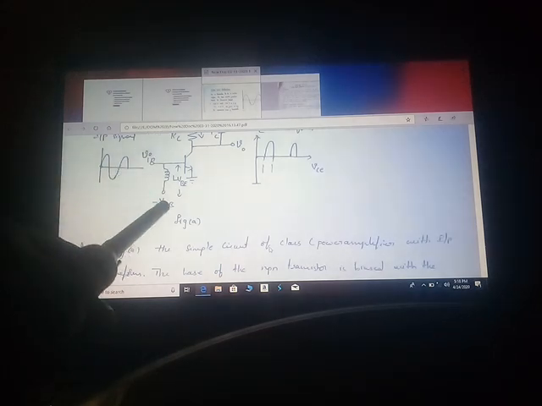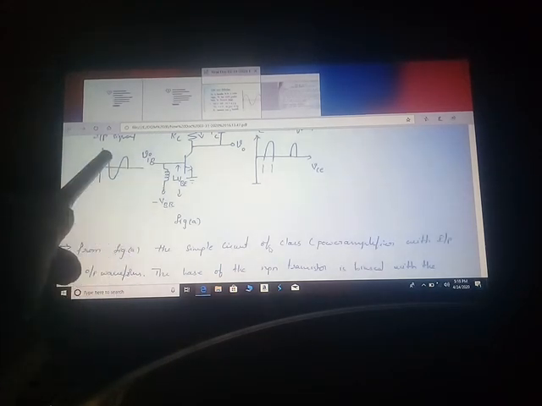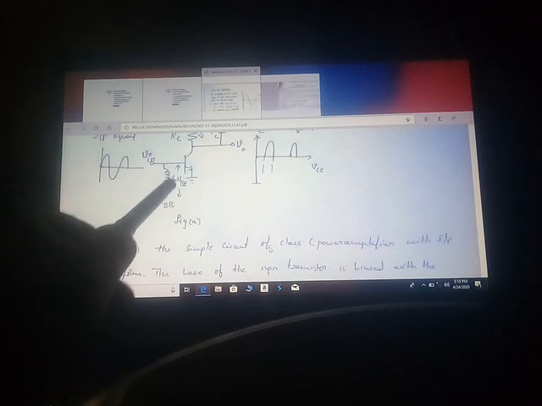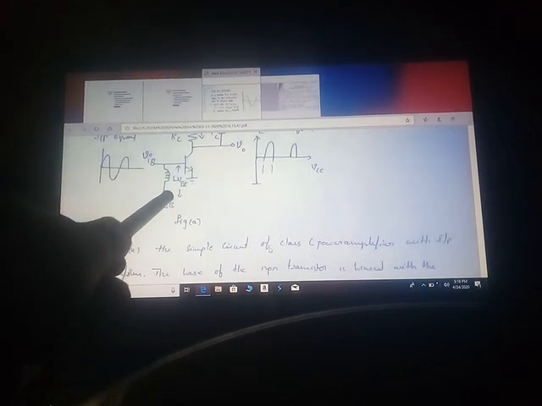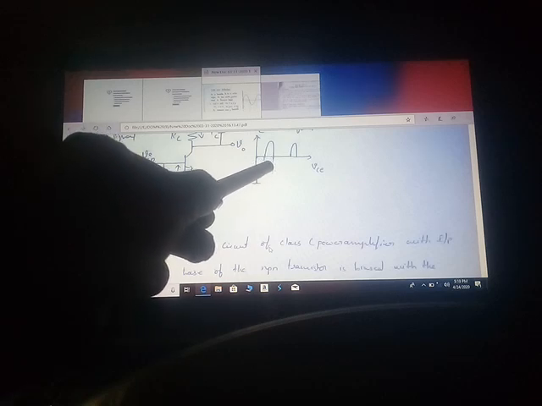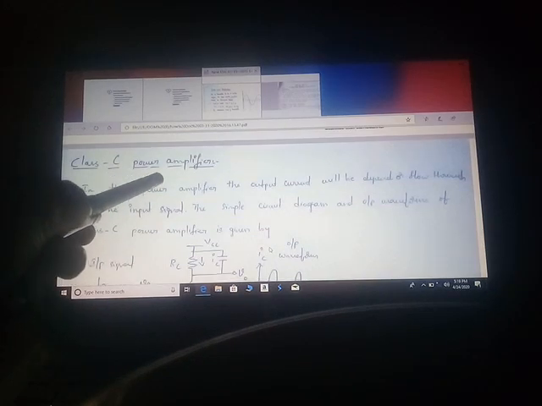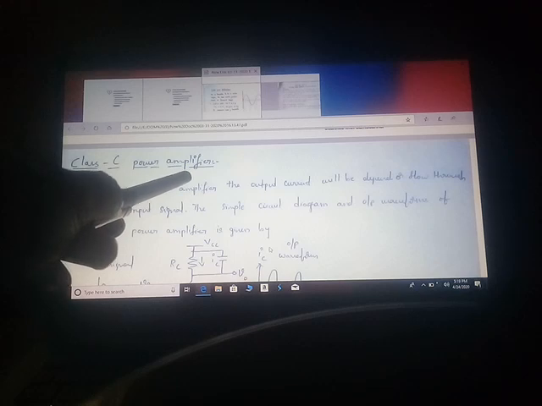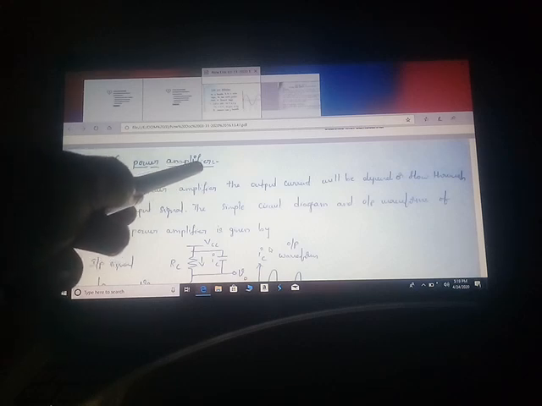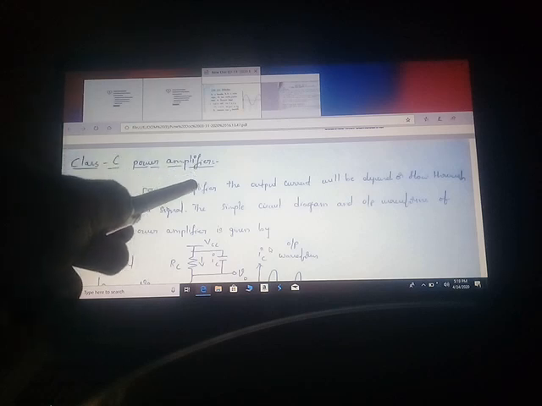But due to the inductor's characteristics, this input signal is given to the transistor in combination with the inductor and it gives rise to a very huge amount of power. So whenever you require very high power, the class C power amplifier is taken. Nearly how much efficiency do you get? You get 95% efficiency, but that is in the theoretical view.